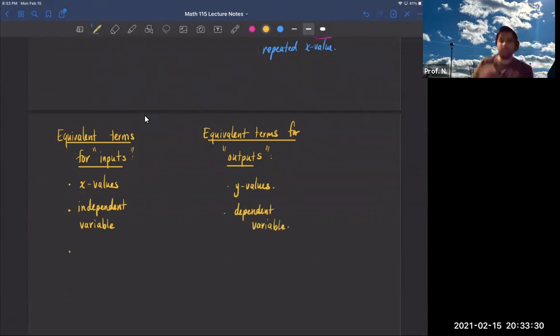And in particular, what's going to be more important than these terms is what's called, for inputs, a domain. So what's going to be the domain? It's going to be associated with the inputs, x value, and independent variable. And what's going to be the range? That's going to be associated with the outputs of the function. Okay, so this concludes part 1.